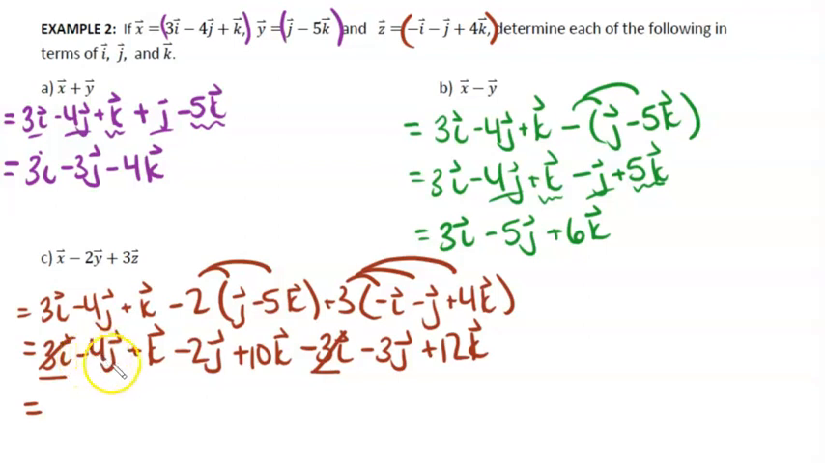Minus 4 vector j minus 2 vector j, that'll be negative 6 vector j, and then minus 3 vector j, so negative 9 vector j. Then we have vector k plus 10 vector k, which is 11 vector k, plus 12 vector k. So I get, what's 11 plus 12? I get plus 23 vector k. So I get the answer, negative 9 vector j plus 23 vector k.